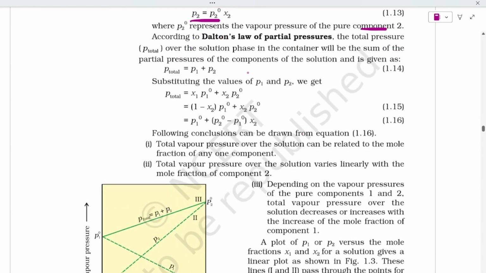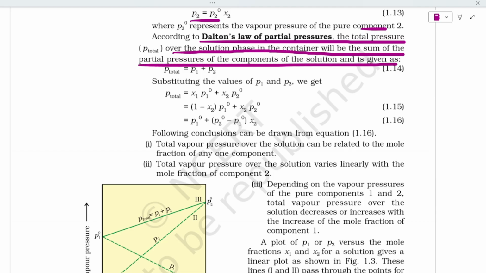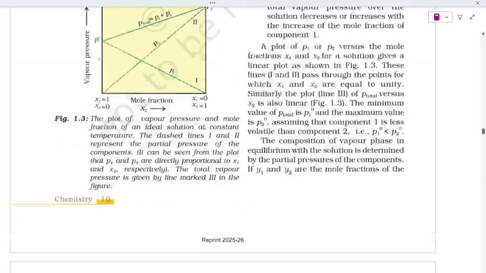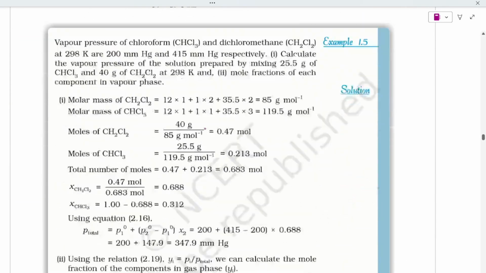And now we have discussed Dalton's law. According to Dalton's law, for partial pressures, the total pressure over the phase in the container will be the sum of the individual pressures. Like P total, it will be the addition of the individual pressures. And the conditions can be drawn in this form, and you can go through that.